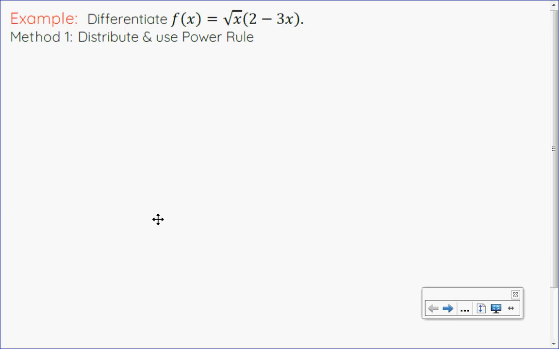Hello, Matthews Gatos here. In this video, we are going to cover the product rule. But before I do that, I just want to review with you the power rule.